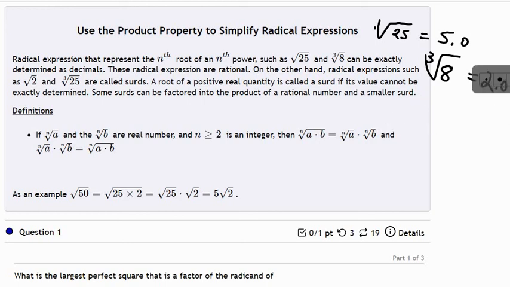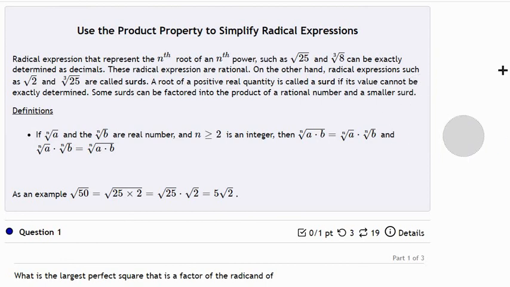So in some cases, we're able to factor these surds into the product of smaller numbers and surds using the product rule, which we have here. It says if the nth root of A and the nth root of B are both real numbers, and n is an integer greater than or equal to 2, then the nth root of A times B is equal to the nth root of A multiplied by the nth root of B, and the other way around too. The nth root of A times the nth root of B is equal to the nth root of AB.